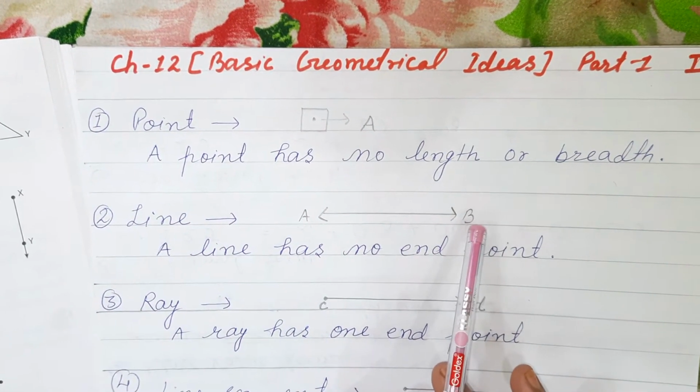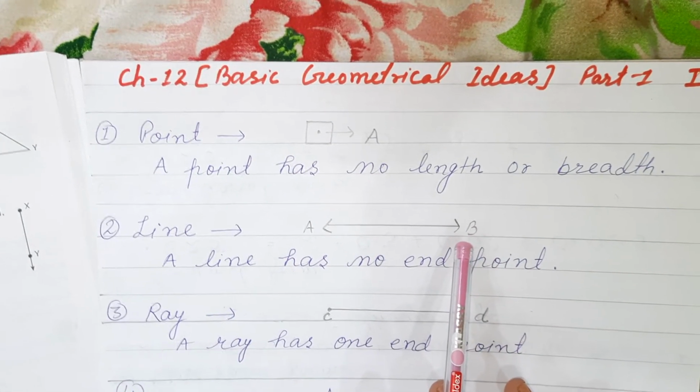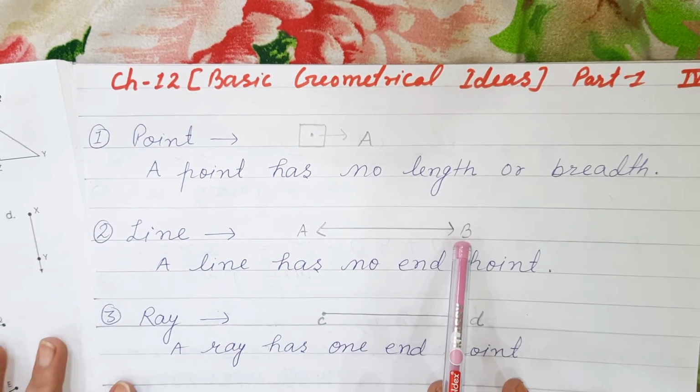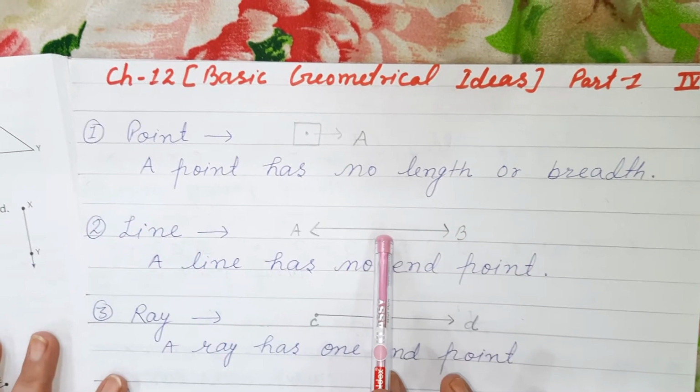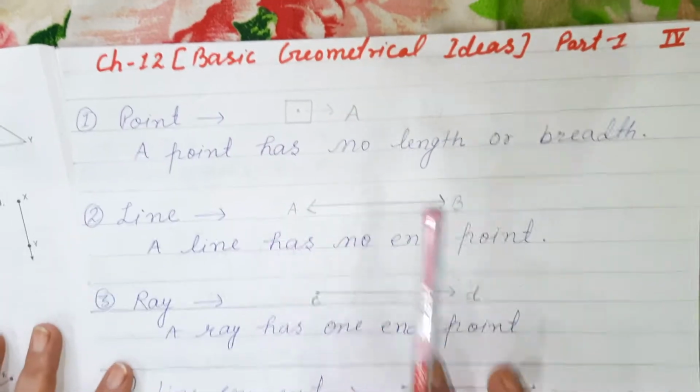What is the example of a line? A road is the example of a line. We can walk on the road this side and this side.